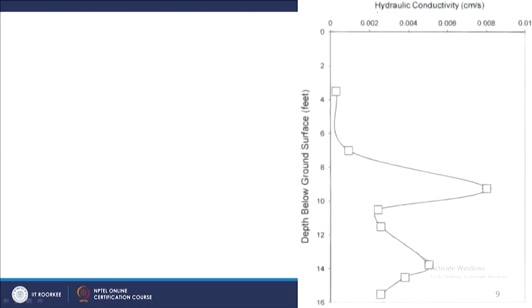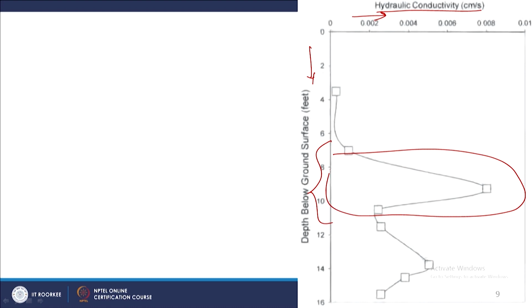So, let us look at the hydraulic conductivity here. This is on the x axis and this is the depth below the ground surface. Initially, for some reason, the hydraulic conductivity is less in this particular region of around 1 meter, but in this particular region from 6 or 7 to 10 meters, the hydraulic conductivity is remarkably high.